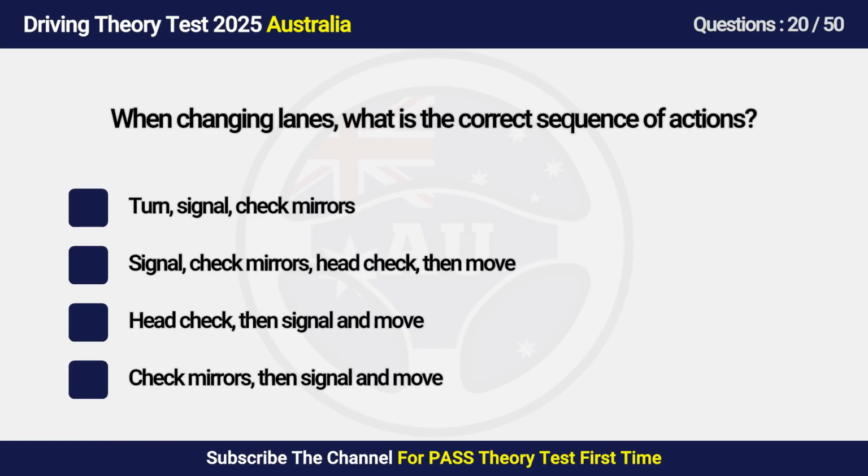Question 20. When changing lanes, what is the correct sequence of actions? A. Turn, signal, check mirrors. B. Signal, check mirrors, head check, then move. C. Head check, then signal and move. D. Check mirrors, then signal and move.